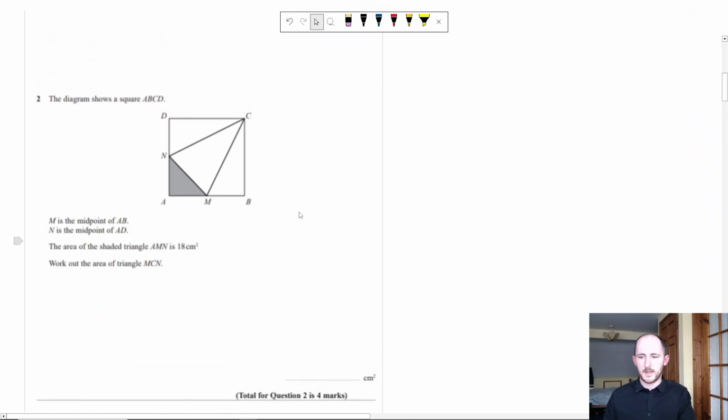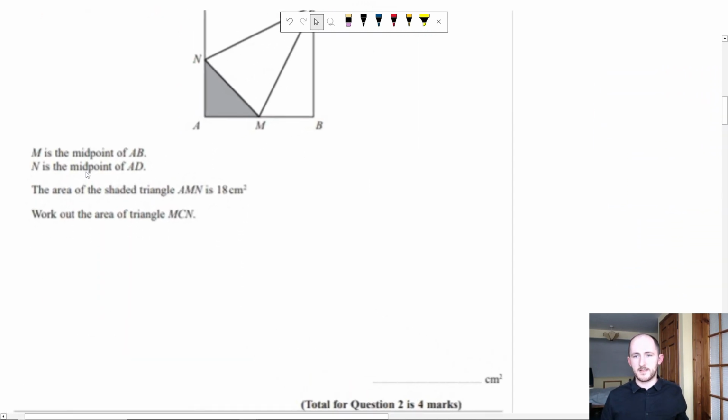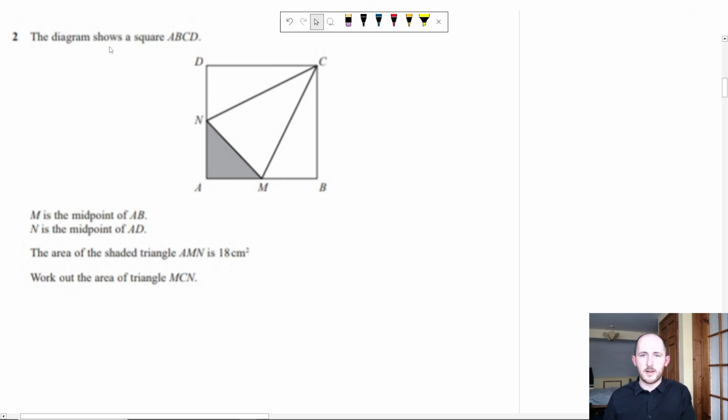The next one. I haven't left myself much space for this, so let's zoom in a bit. It says the diagram shows a square ABCD, so this big thing here. N is the midpoint of AB, and M is the midpoint of AD. The area of the shaded triangle is 18 centimeters squared. Work out the area of this middle triangle here.